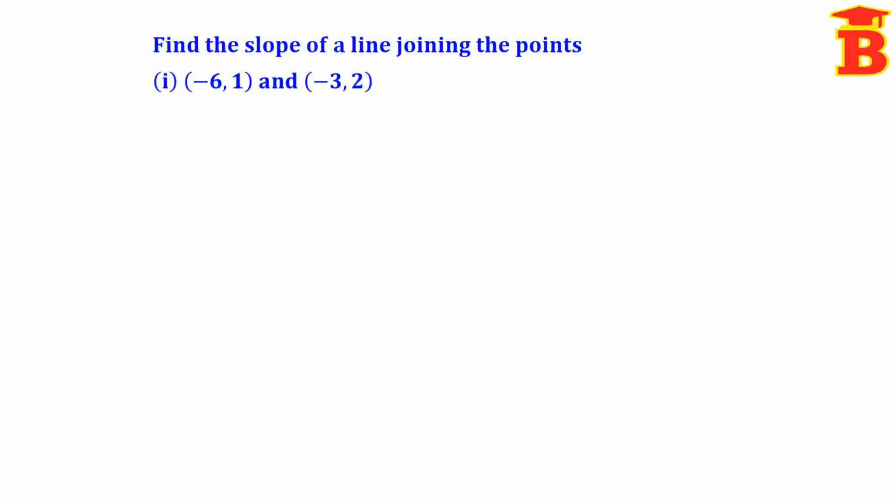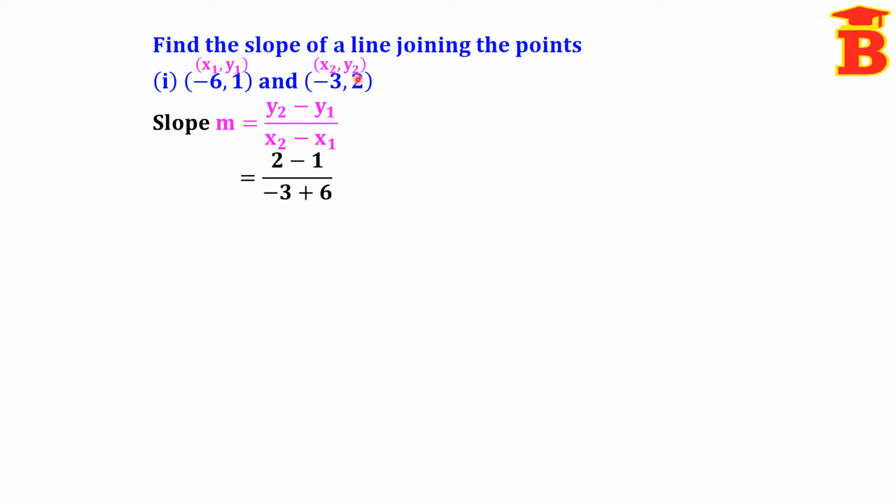Next problem, find the slope of a line joining the points. 2 points are given. We have to find the slope. So if the points are given, then we use the formula m equal to y2 minus y1 divided by x2 minus x1. We take the first point x1 y1 and second point x2 y2. And just substitute in the formula.